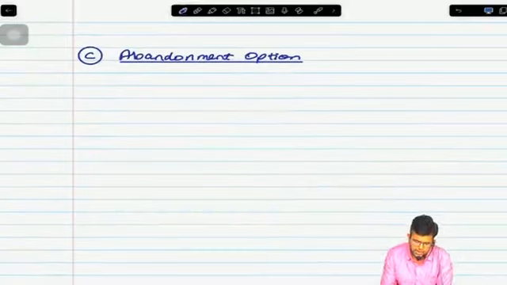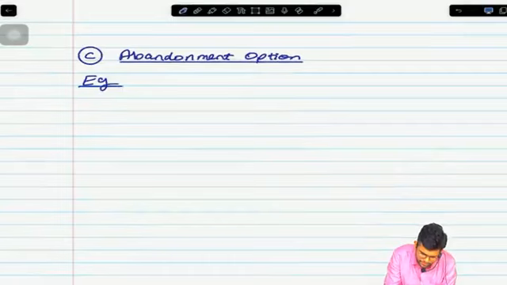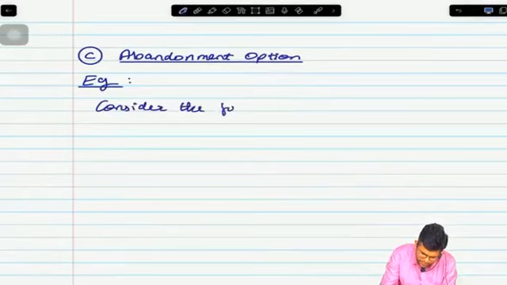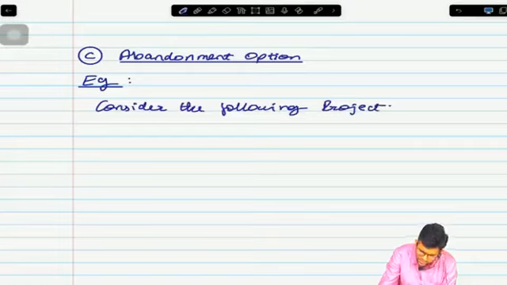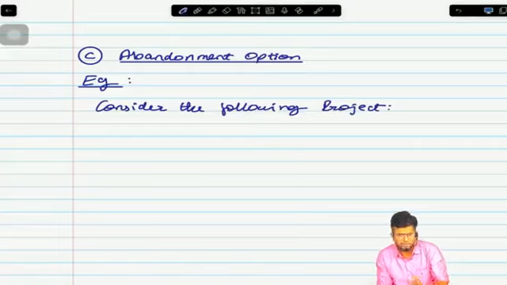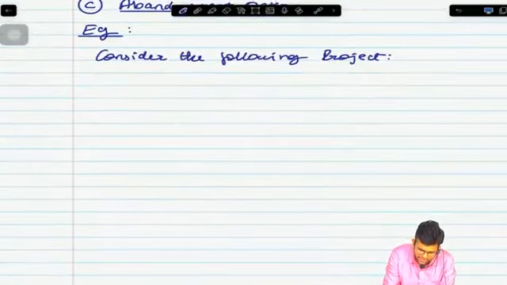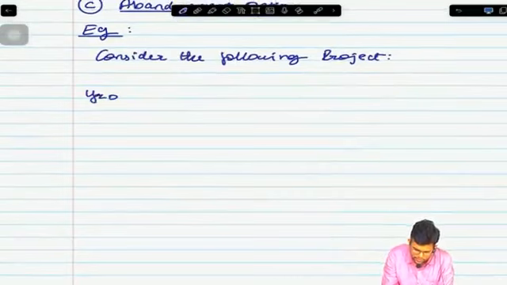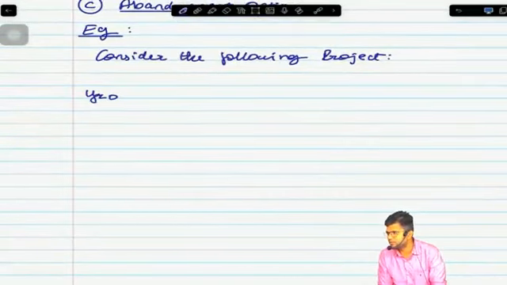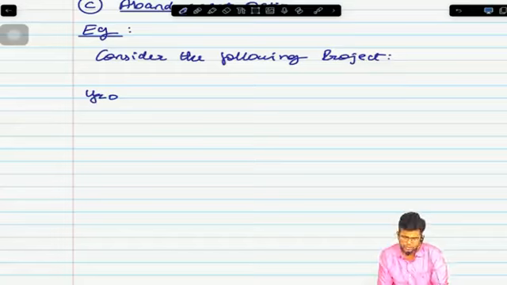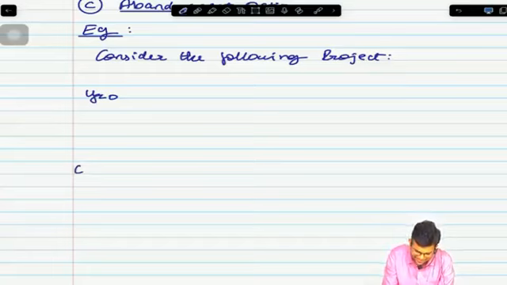So for the abandonment option, I am giving you an example. Consider the following project. A company is considering investing in this, that kind of a question. In year 0, students, how much initial investment do you want? 10 lakh? 1 crore? 10 crore?